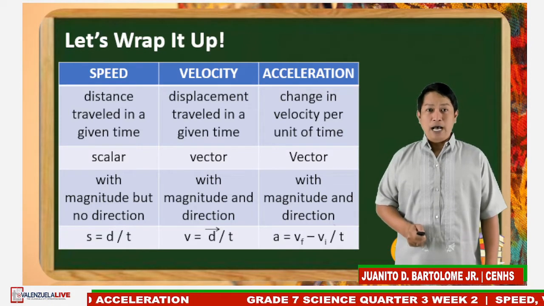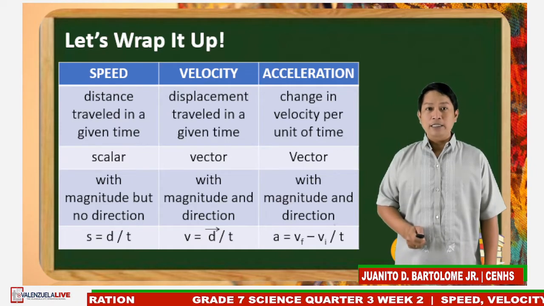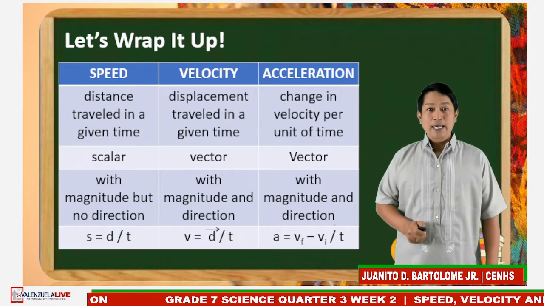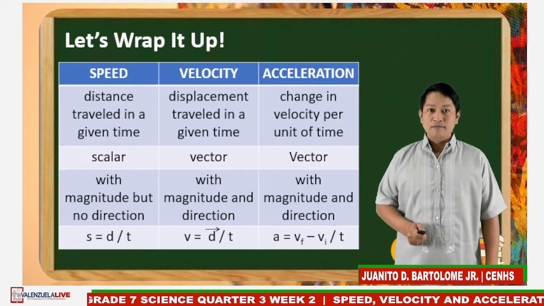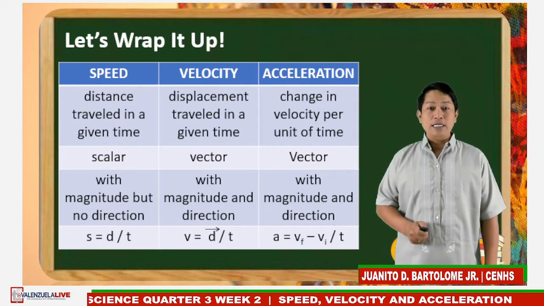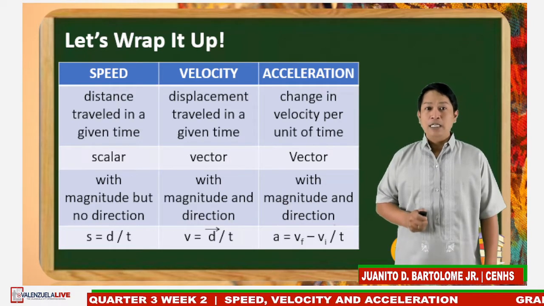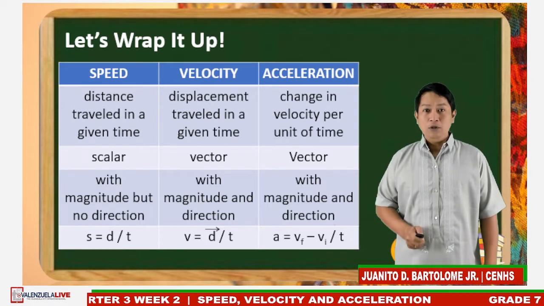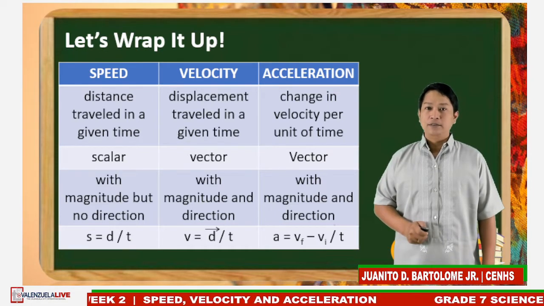There are two types of acceleration. One is positive acceleration, or simply we call it acceleration, and the other one is negative acceleration, or we simply call it deceleration. Positive acceleration happens only if the velocity increases. Deceleration happens only if a moving object slows down or reduces its speed or comes to a full stop.